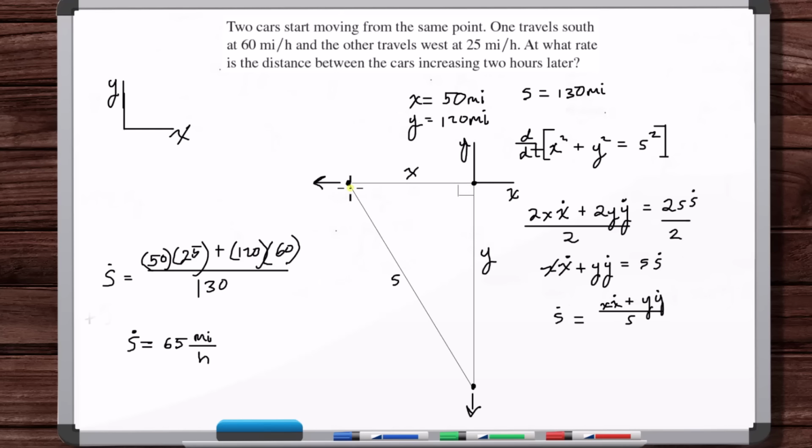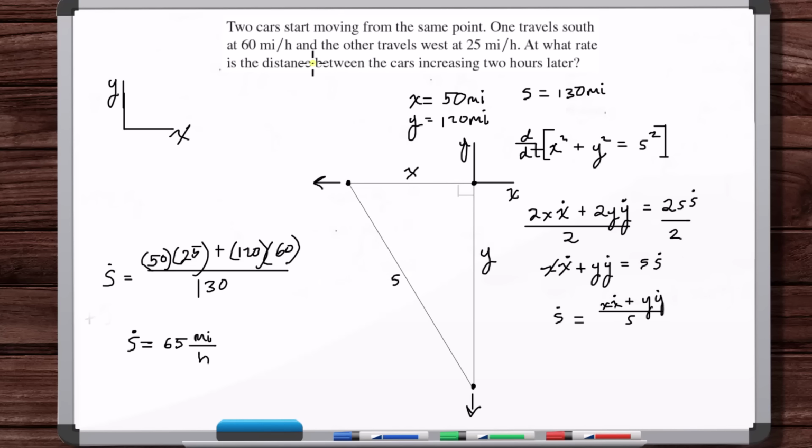at this moment in time, 2 hours later, this car is at x equal to negative 50. This car is at y equal to negative 120. S is just a magnitude. It's just the length of this line, right? S has no coordinate. It makes sense, right? What is S? S is the principal root of x squared plus y squared. It's always positive. So we're going to plug in x is equal to negative 50, y is equal to negative 120, s is equal to positive 130.